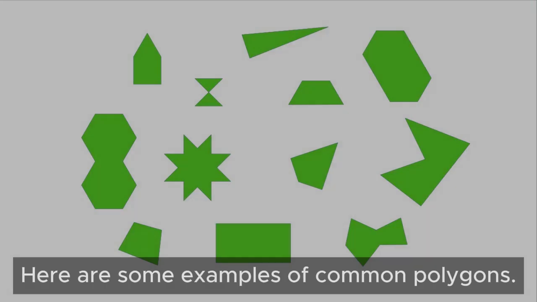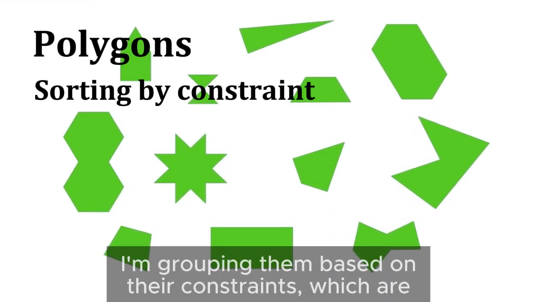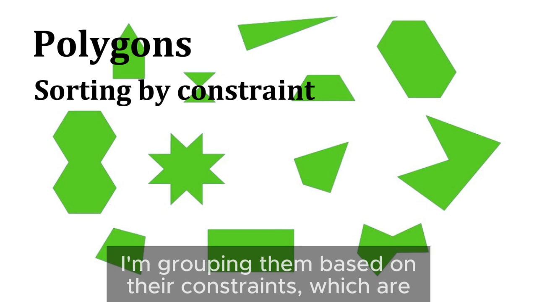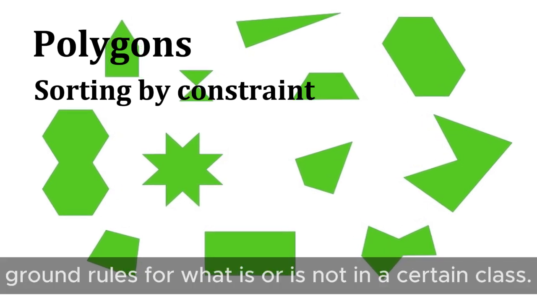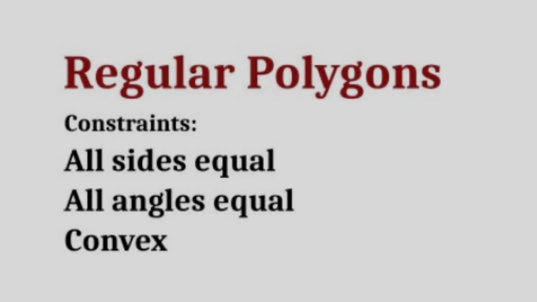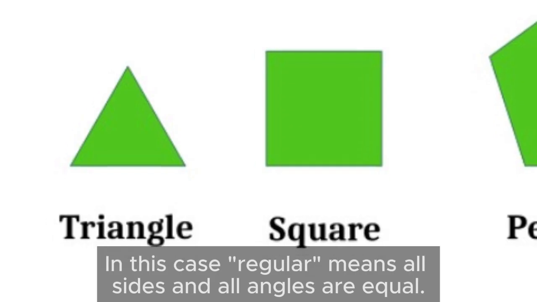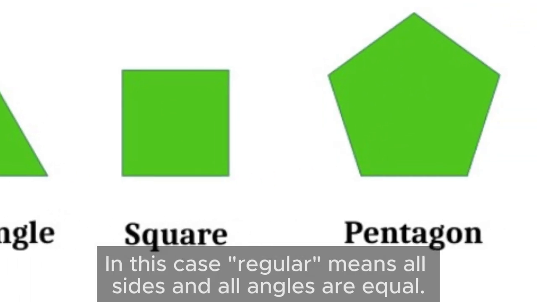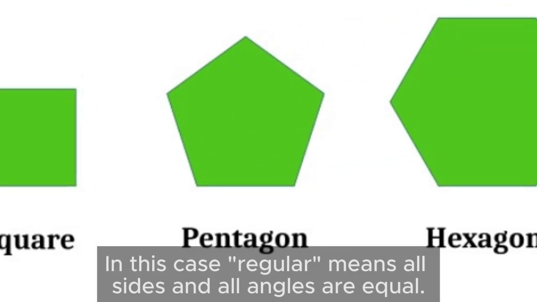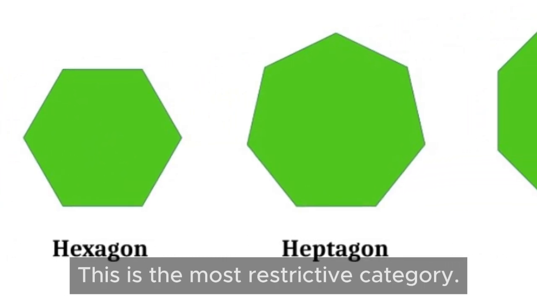Here are some examples of common polygons. I'm grouping them based on their constraints, which are ground rules for what is or is not in a certain class. Let's start with regular convex polygons. In this case, regular means all sides and all angles are equal. This is the most restrictive category.